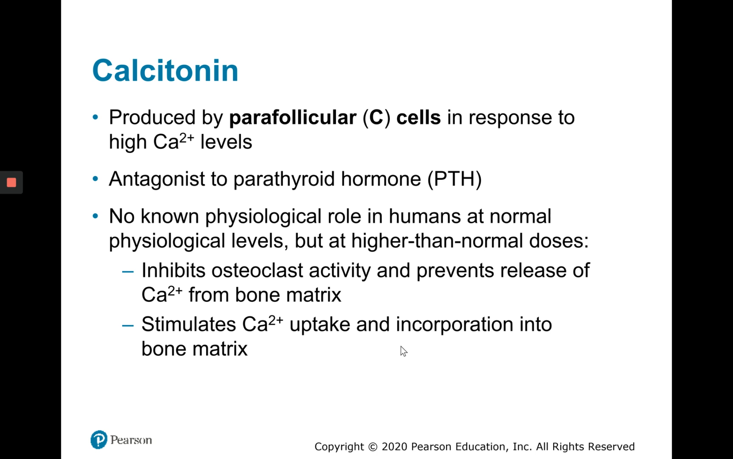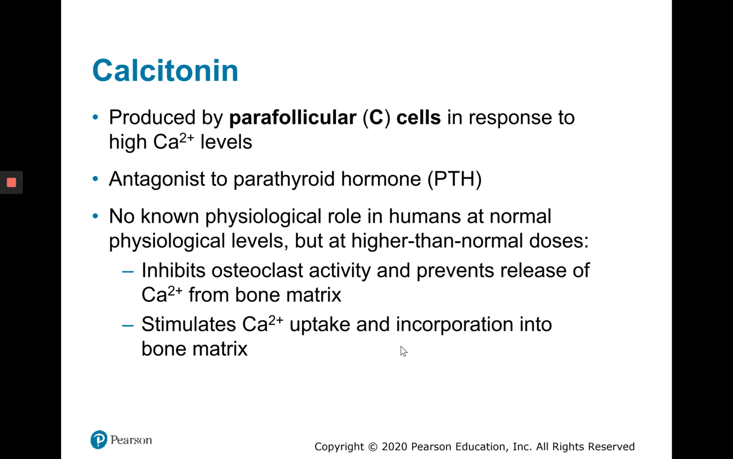Now, calcitonin isn't really used a lot in the human body. It does exist, but it's not the number one most responsible hormone for calcium homeostasis. That would be parathyroid hormone. There's really no known physiological role in humans at normal doses. At normal physiological levels, calcitonin is not really important. We know what it does because we've studied it at higher than normal doses, and at higher than normal doses, it does the opposite of parathyroid hormone. But parathyroid hormone works just fine all on its own.